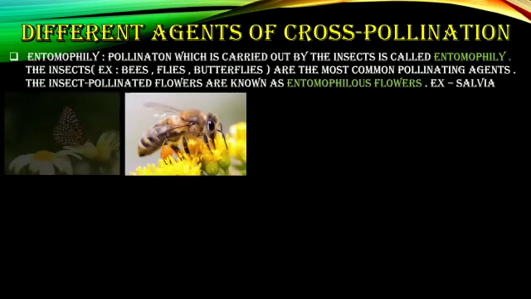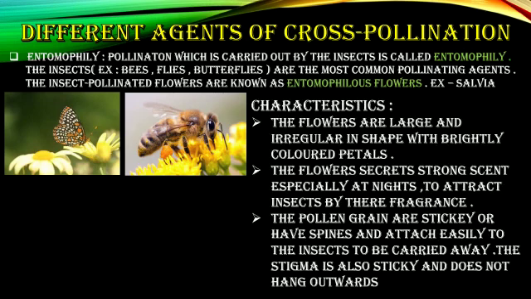Now there are different agents of cross pollination, as you see in the picture. Entomophily. Entomophily means the pollination carried by insects. You can see the picture. The insects are sitting on the flowers. So they collect the pollen grains from one flower to another flower, as their body is sticky, feathery, hairy, etc. Such flowers which are pollinated by insects are called entomophilous flowers.